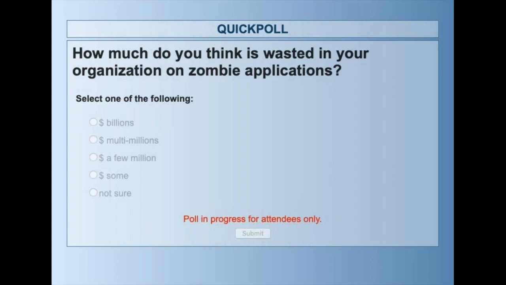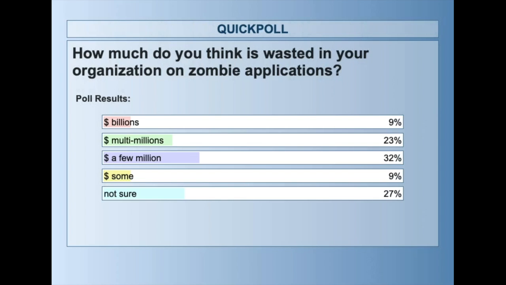Okay, how much money do you think is wasted in your organization on zombie applications? We see a wide range here depending on the size of the company and how many legacy applications they have. Looks like we're coming in. Wow, there are a couple of billions. That's interesting.